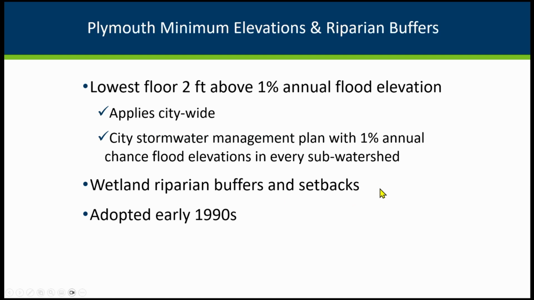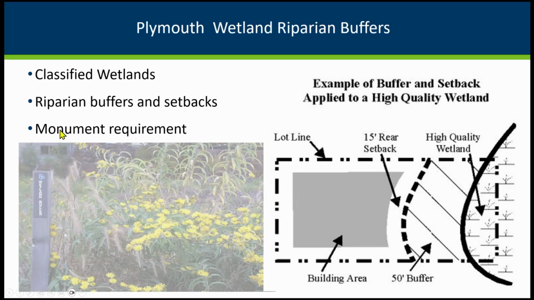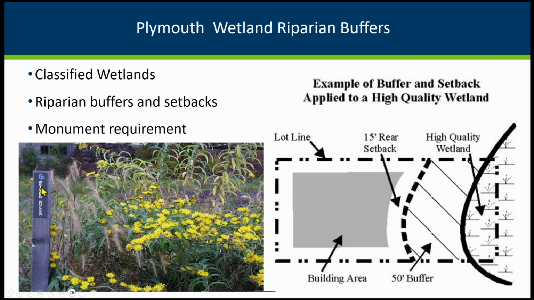They also went through a very nice inventory of their wetlands and established some riparian buffer requirements and setbacks on all of the wetlands. And this is going on in the early 1990s. So in this example here of a higher quality wetland, they had a little bit more of a setback and buffer requirement. And they also required monuments of where the edge of that buffer is. So some very nice protections for the future building that was still going on in the city. A little too late for those earlier developments, unfortunately.